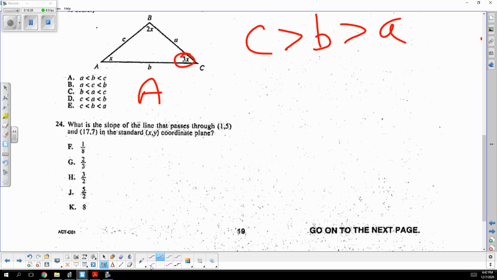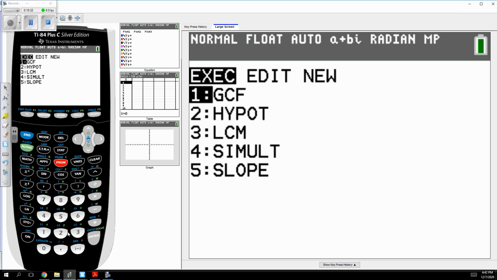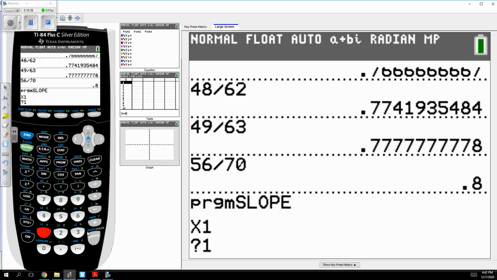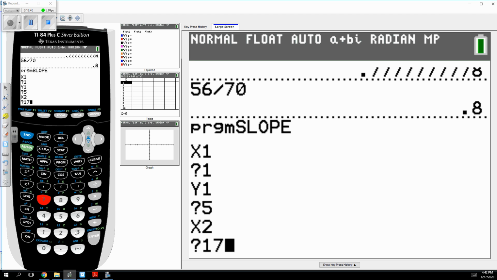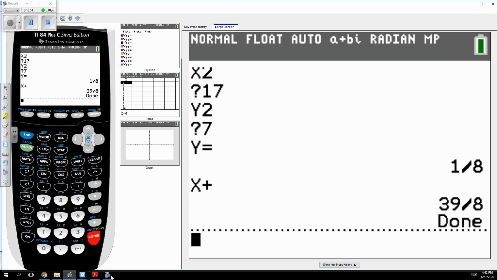24, ain't you happy? It's slope. 1, 5. And 17, 7. And it's going to give you the slope lickety split. I get 1/8.